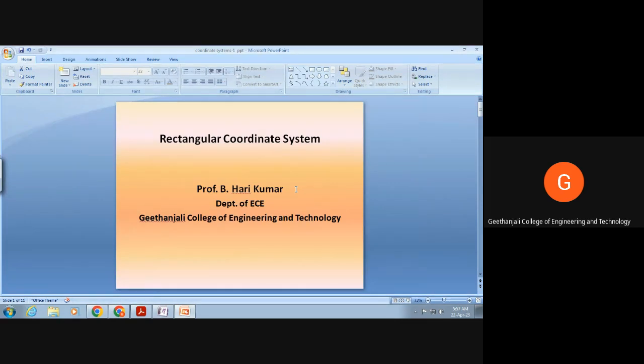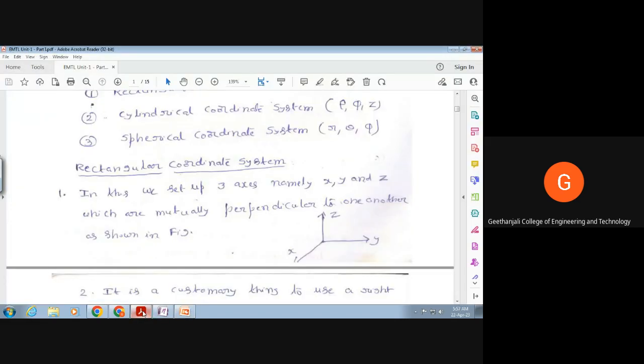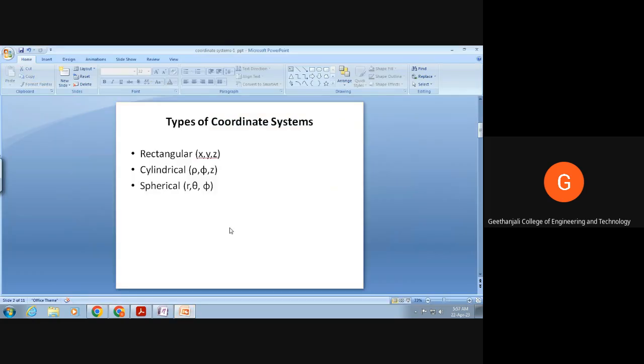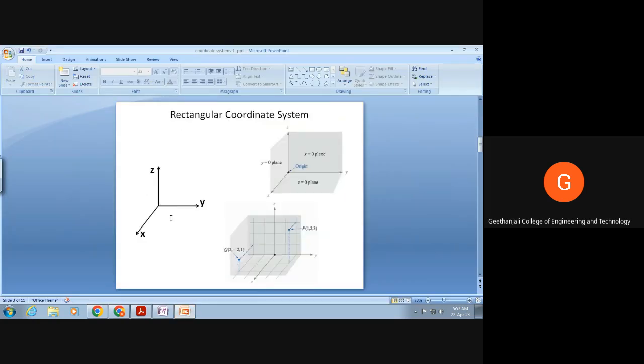Today, we are going to discuss the rectangular coordinate system. In a rectangular coordinate system, we set up three axes, namely x, y, and z, which are mutually perpendicular to one another. So this is the x-axis, this is y, and this is your z-axis.